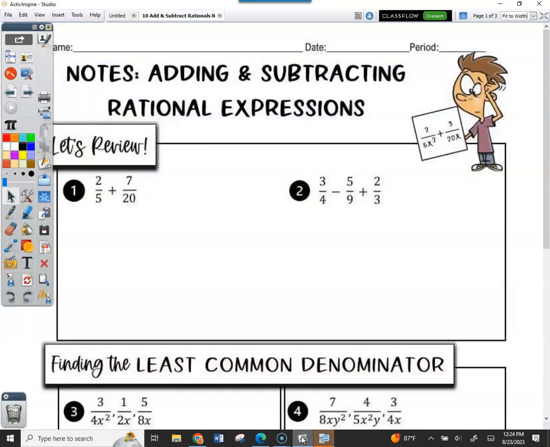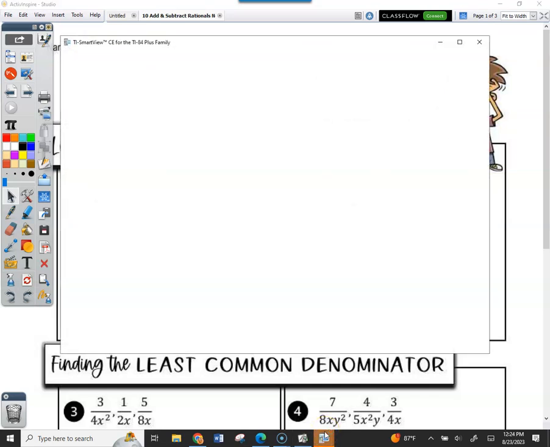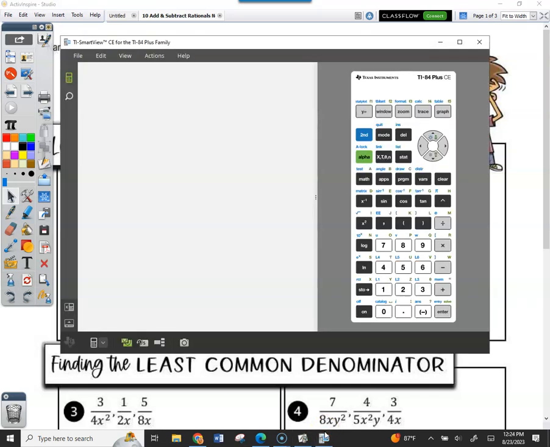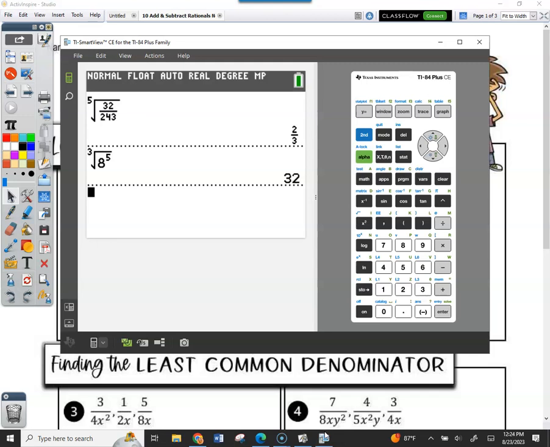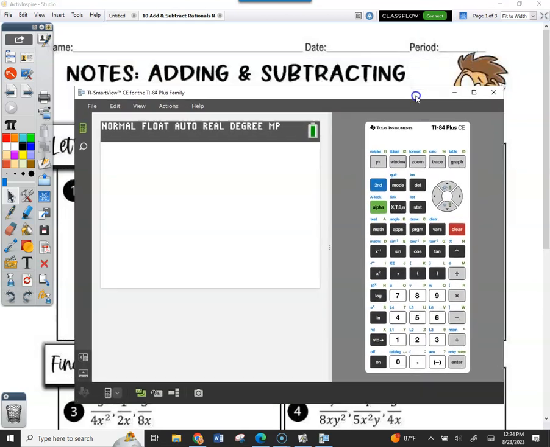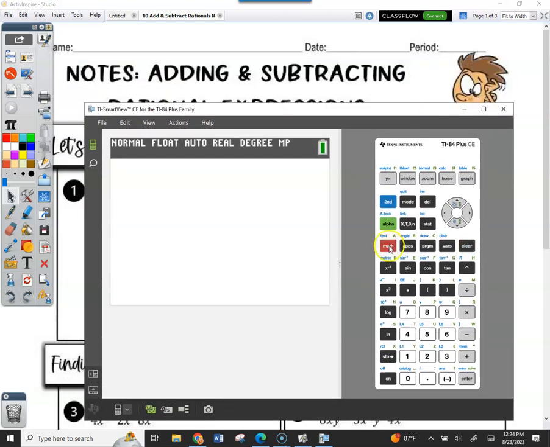I'll show you how the calculator does it. Again, though, it's only numbers. I wish it worked with variables, but it doesn't. LCD meaning what is the smallest number that both 5 and 20 can divide into nicely? And what is it? 20.